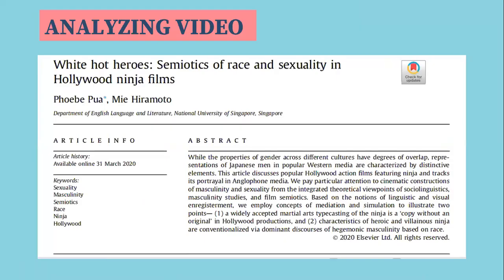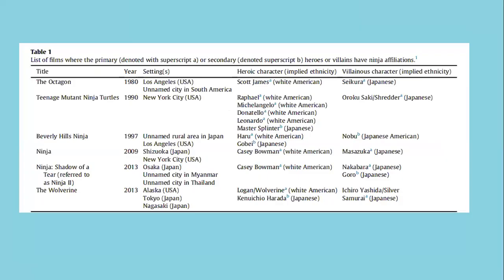And then the next, this is the example of analyzing video such as film. This study analyzed film to explore semiotics of race and sexuality. This study takes Hollywood ninja films in identifying race and sexuality. We can give a table listing the films in this study to make a clear description of the films.